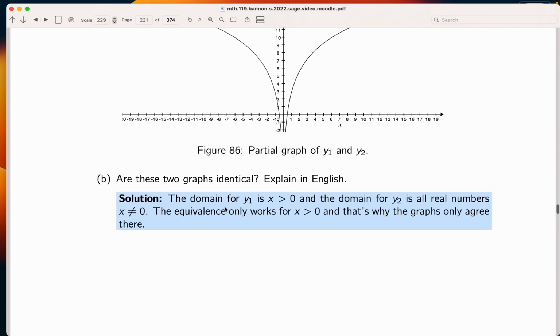And the bottom line is it basically boils down to domain again, and that's what B is asking about. Why do they look different? Why are they not identical? Well, again, the domains are not the same. That's why they're not identical.